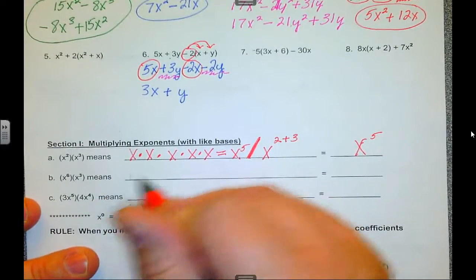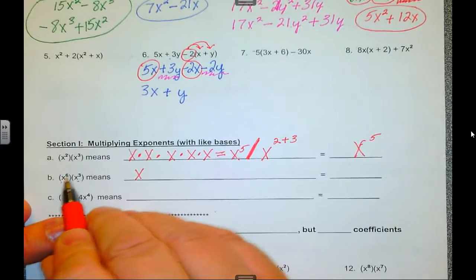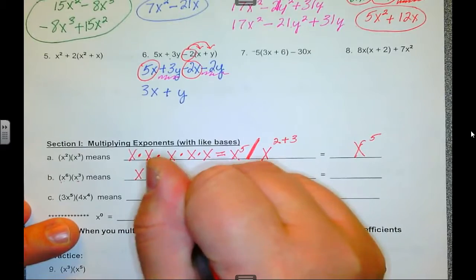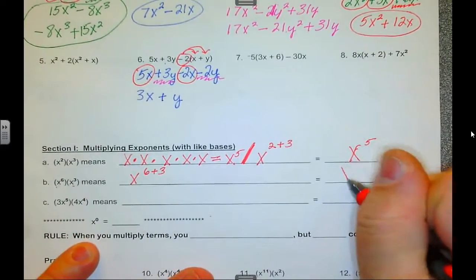Let's see. This means I'm going to take the x, same base, and I'm going to add the exponents, 6 plus 3. That gives me x to the, good.